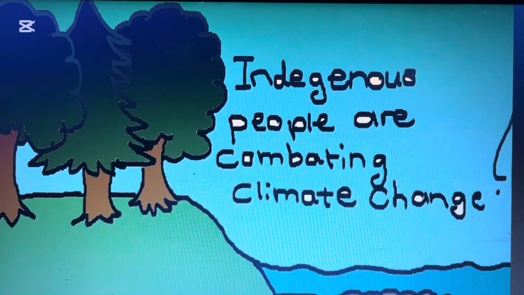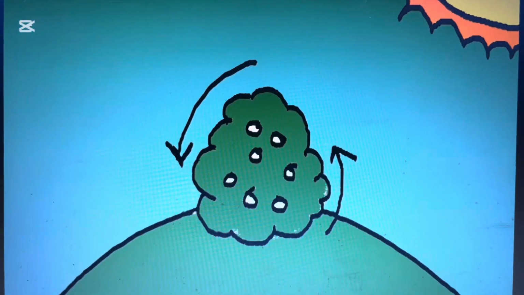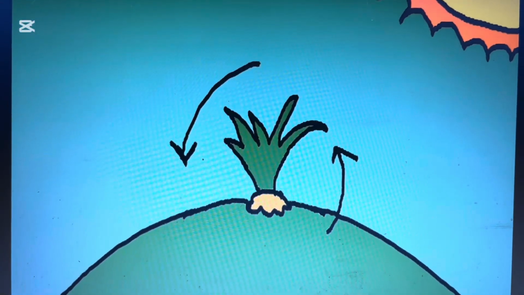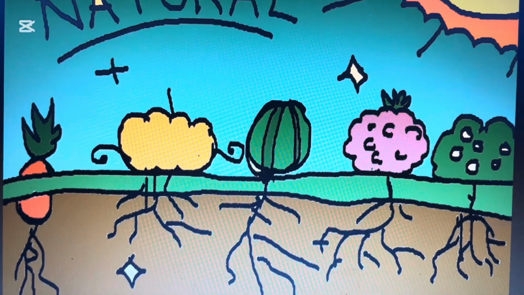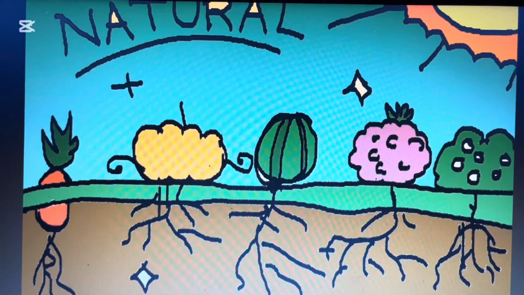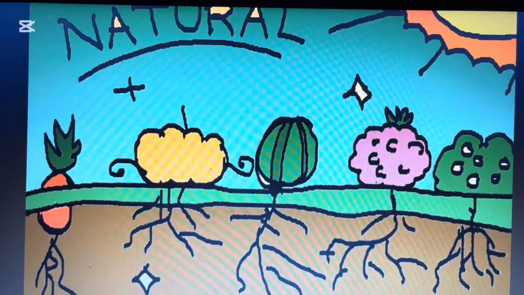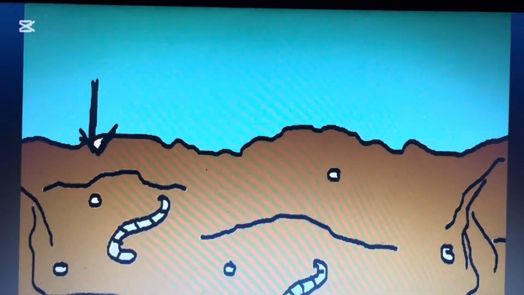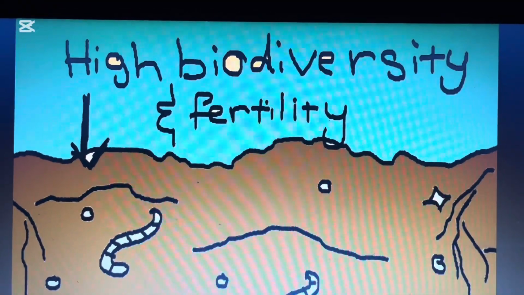Indigenous people are combating climate change by using their unique ideas or practices, an example being sustainable agricultural plots, which is where they put plants on rotation within a forest area to allow natural forest regulation. These garden forests maintain high levels of biodiversity and soil fertility.